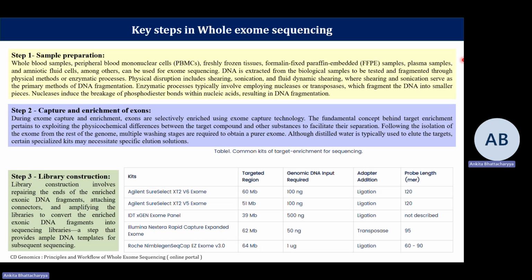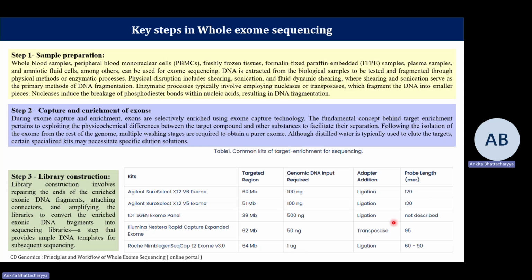And you can see that the region which can be targeted using these slightly varies among different methods. And you can see that the amount of genomic DNA which is needed is also different. Among these, Illumina Nextera is the most sensitive. It only needs around 50 nanograms of genomic DNA, and that's good enough. But most other strategies use 100 nanograms.